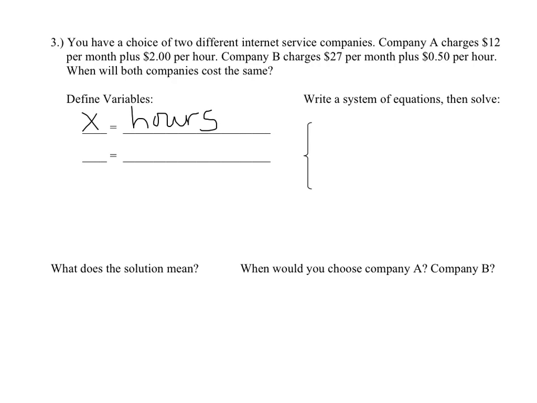If you know the number of hours that you spend on the internet, you can then figure out Y, which is going to be the total cost that the company is going to charge you, basically, for the month. So I would say total cost per month, if we want to be really specific. Okay, so what I'm going to do is I'm going to write an equation for company A and then a different equation for company B.